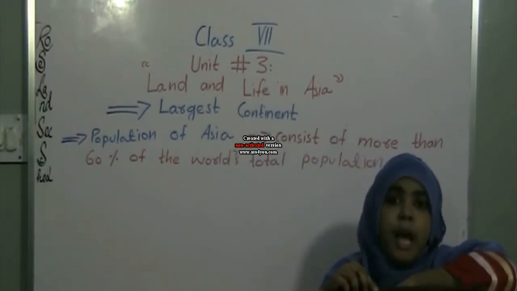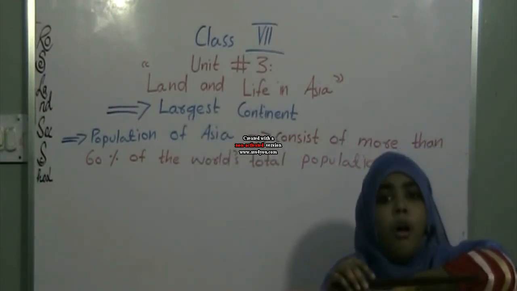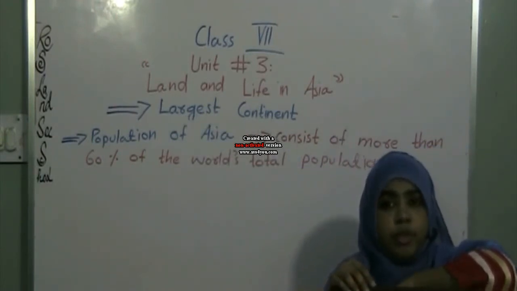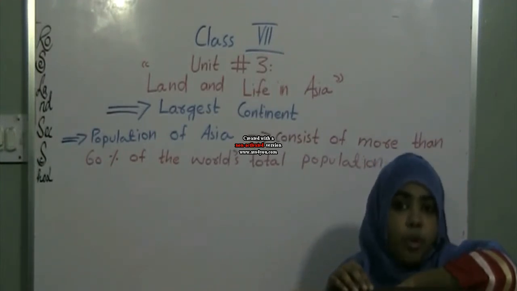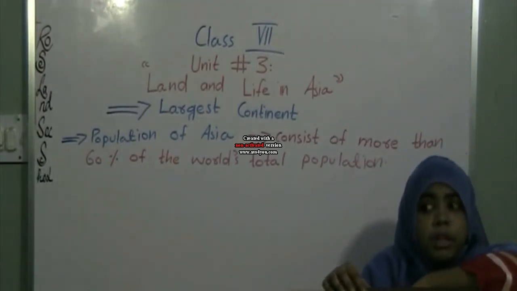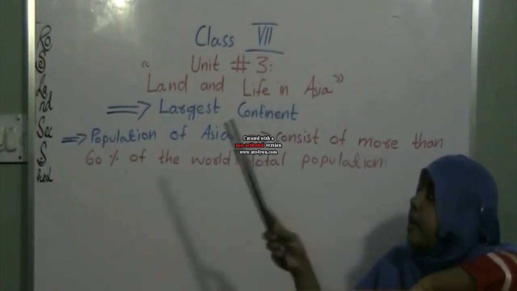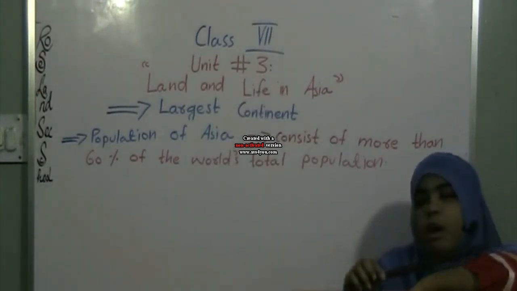Class, as you know, Asia is the largest continent among all the 7 continents of the world. And class, do you know what a continent is? Continent means a massive land piece, a very big piece of land. The total land area of the world is divided between 7 continents. Among them, the largest continent is Asia.